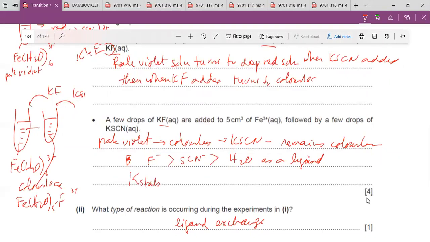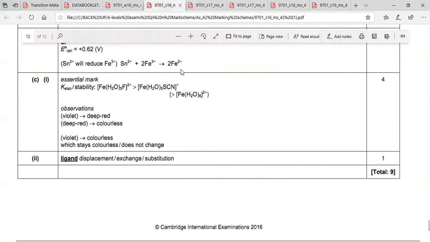Kstab for what? For Fe(H2O)5F, stronger than Kstab for Fe(H2O)5SCN. Okay, get up. This one here. Okay, so the mark is given. This one here. Okay, right.